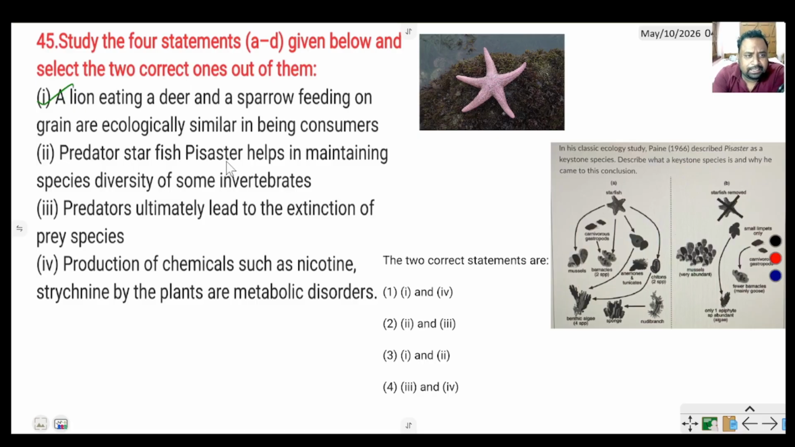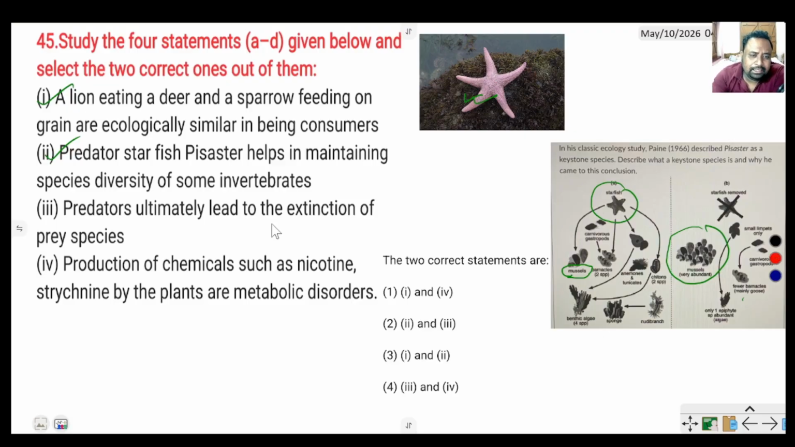Predators like starfish, Pisaster, help in maintaining species diversity of some invertebrates. Definitely this is the correct option, because when Pisaster remains in an ecosystem, the mussels population remains controlled. If the mussels population remains controlled, the other organisms can survive. But if the starfish is removed from the ecosystem, the mussels become very abundant and other populations decrease.